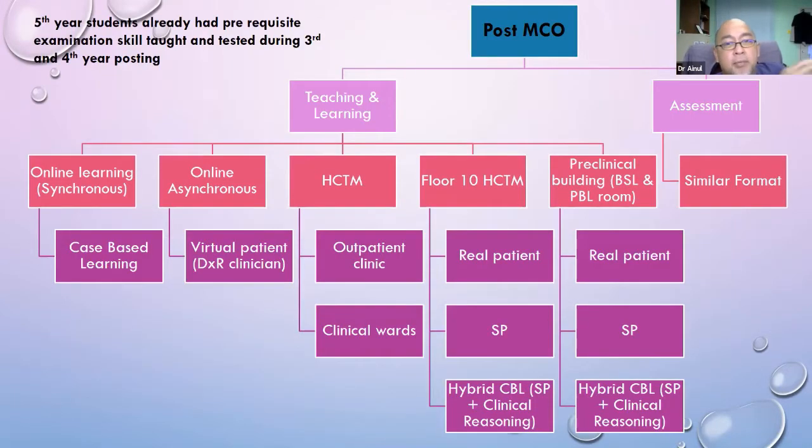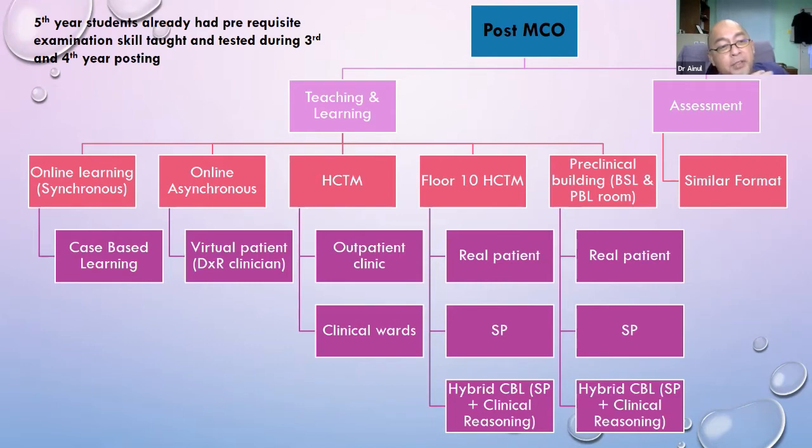So this is the suggestion by our JPP department last year. What can we do in terms of teaching and learning when they come back for post-MCO? And we've had a whole assortment of possibilities there: online synchronous, online asynchronous, where we actually have the DXR clinician on board. Dr. Teroaila was very gracious with her presentation on how I do it session. It's still confusing. I'm on the DXR clinician committee and I still have a lot to learn from it, but the value from it is very good.